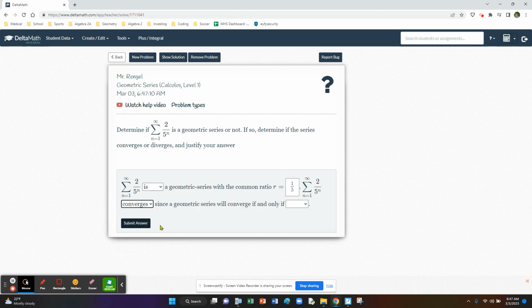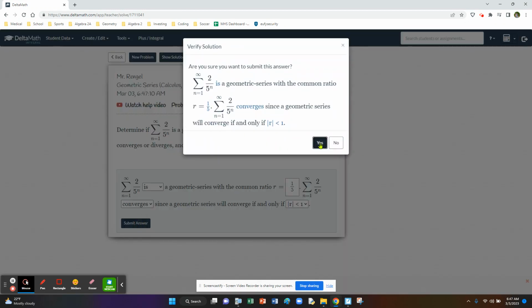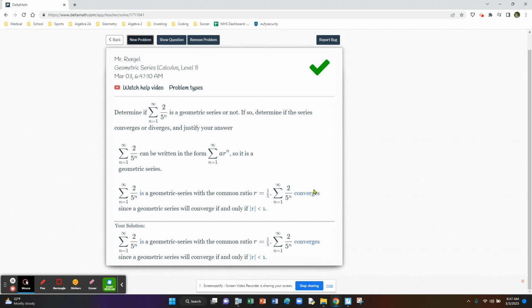Then this one would be convergent because your r is less than 1. Anytime your r is less than 1, it's going to converge, and you can find the sum for this one, which would be 2 divided by 1/5, which is 10. So you could find out that it's going to eventually limit out at 10.